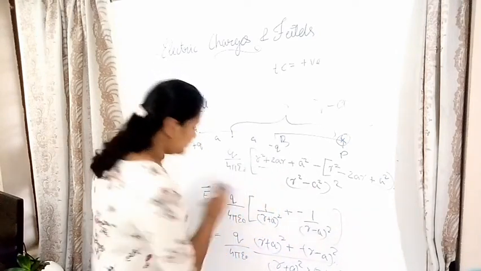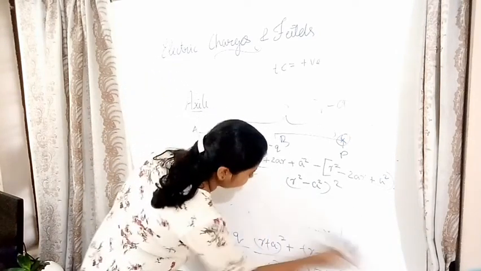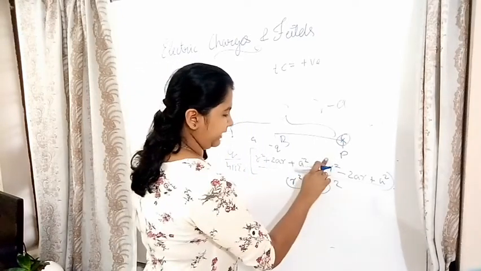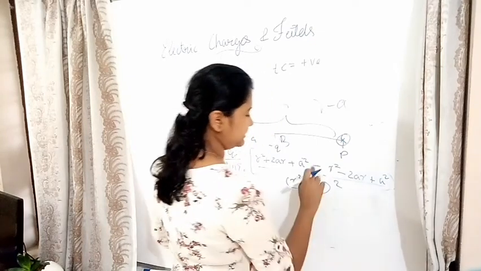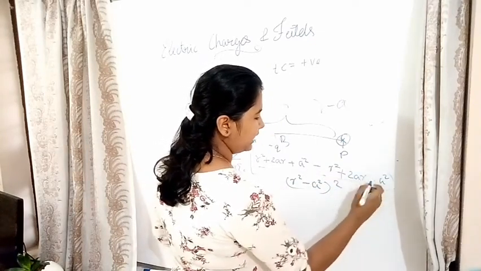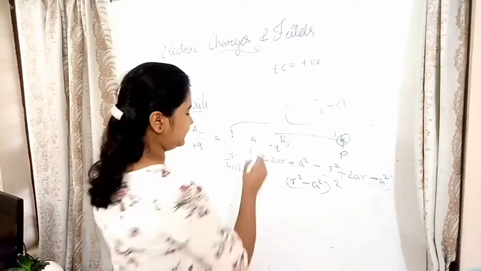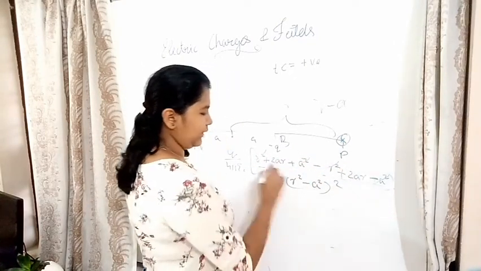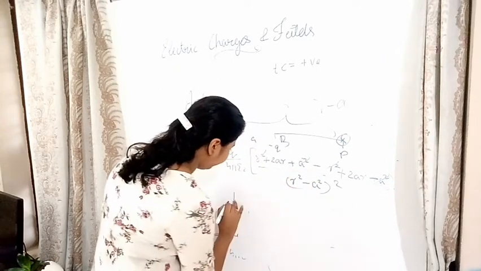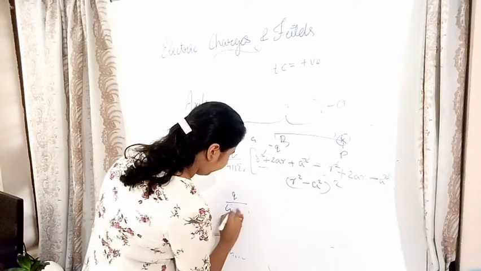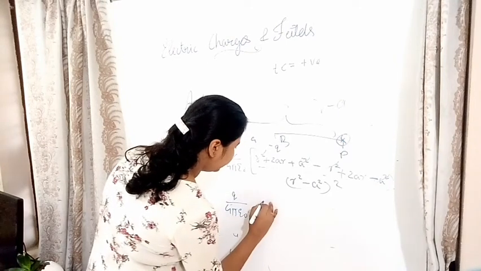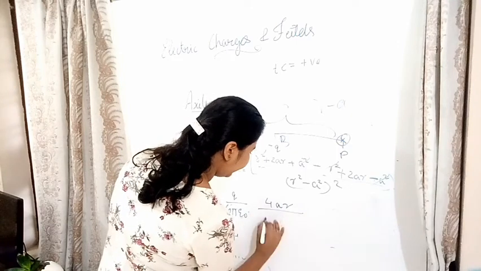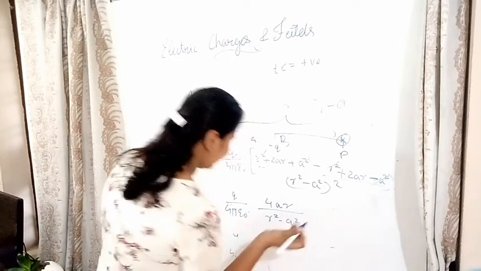So next we'll simplify the equation again, and then we'll open the bracket. When you open the bracket, what happens? This is negative, this is positive, and this also becomes negative. So r square gets cancelled, a square gets cancelled. Now what is there? That is 1 into q by 4 pi epsilon 0, 2 plus 2, 4ar divided by r square minus a square.